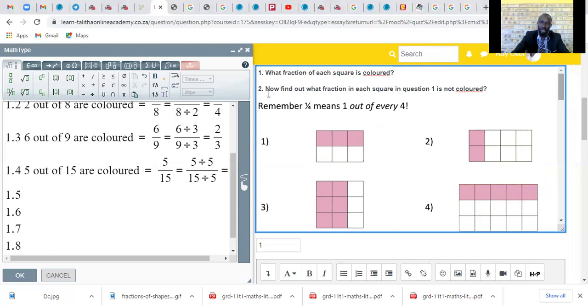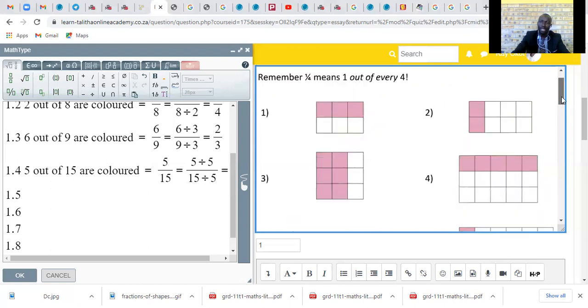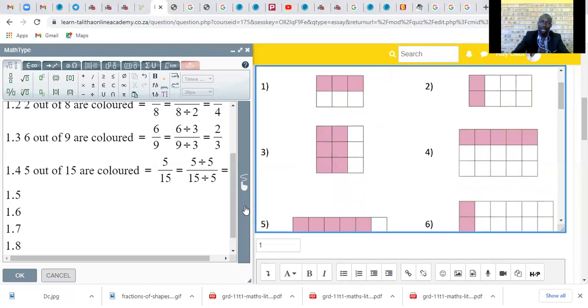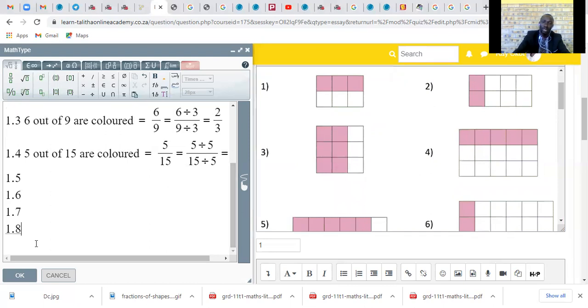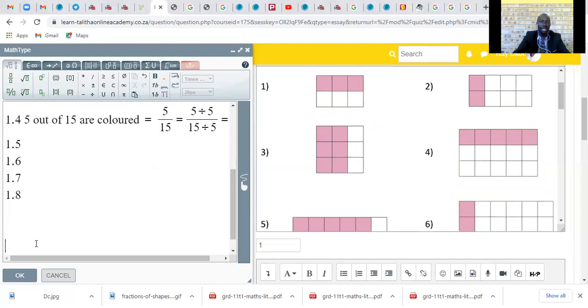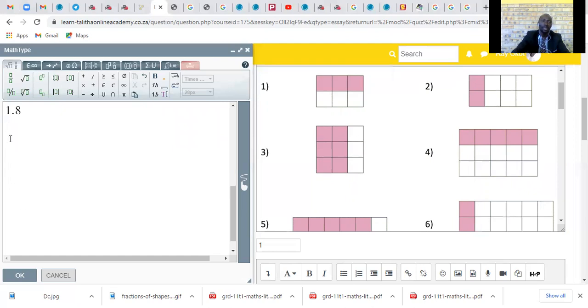Now, the next question is the exact opposite. Find out what fraction in each square in question 1 is not colored. So the fraction of squares that are not colored, how do we get to that? Well, that is now going to be question 2. So question 2 is about squares that are not colored. And how do we handle that? Well, let's get to it right away.